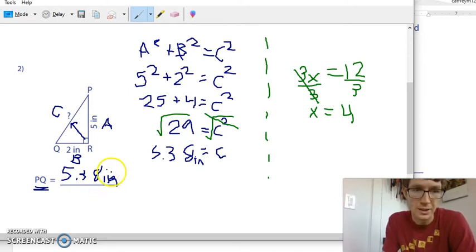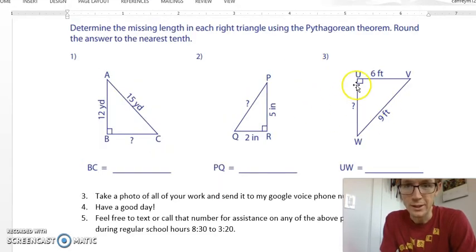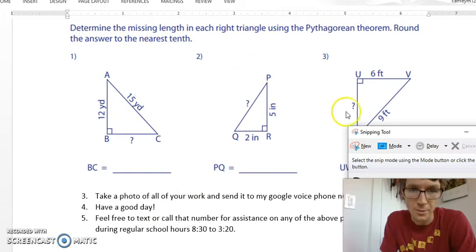Okay, so we did this problem. Now I want to show you the slight difference that can happen. So I'm going to show you number 1 next. And then for number 3, you're going to decide, do I use the way I did number 1 or the way I did number 2? So for number 1.